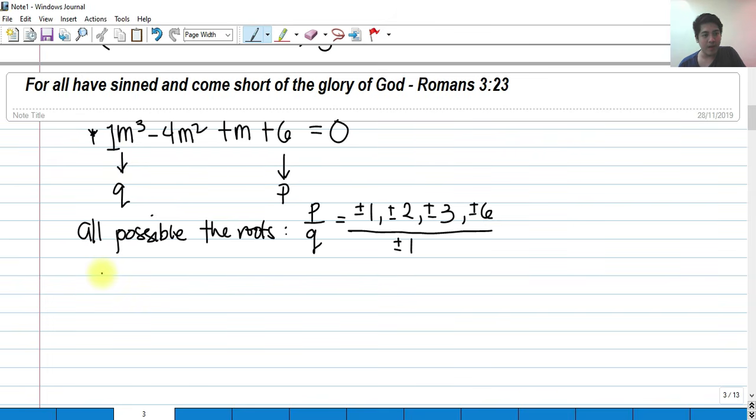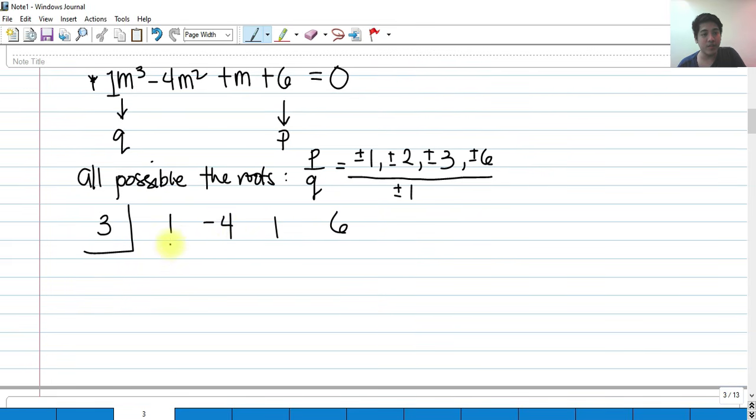So let's pick 3. And I'm going to perform what we call the synthetic division, wherein I will copy the coefficients of each term. For m cubed, we have 1. For m squared, we have negative 4. For m, we have 1. And for the constant, we have 6. The very first thing we're going to do, recalling our synthetic division, is to bring down 1, the very first coefficient. Then we multiply this by this.